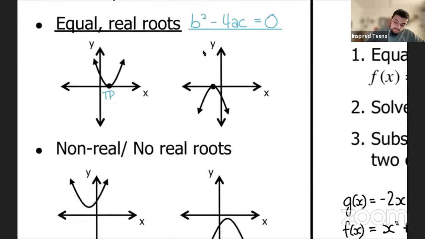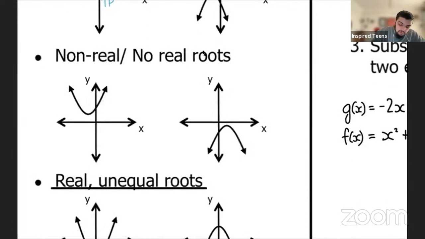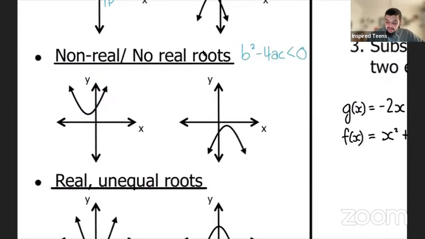Then we have the next one, non-real or no real roots. When we have no real roots, this is when there are no x-intercepts of the graph. These are the two examples when the turning point is above the x-axis or below the x-axis. In this case, b squared minus 4ac, the discriminant, is less than 0.